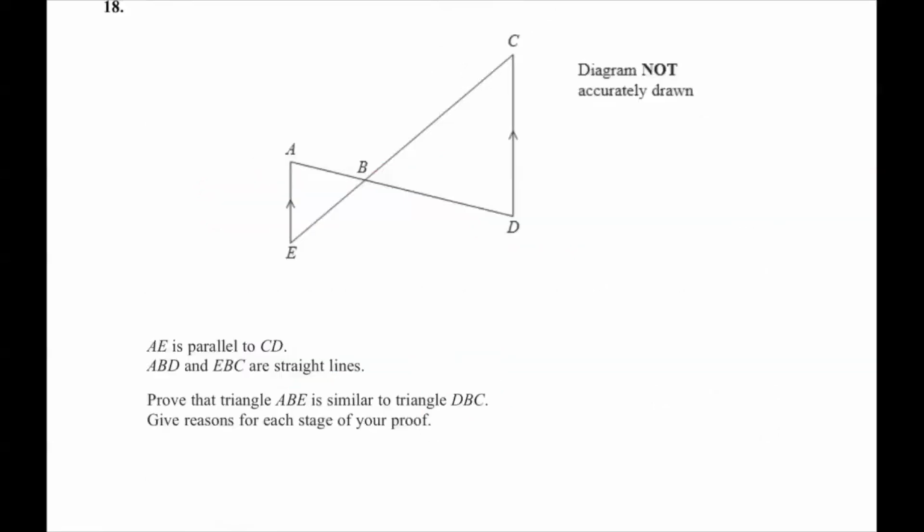Okay, so we need to prove that triangle ABE is similar to triangle DBC. Now, we've obviously got these parallel lines that are going to play a really big part here, okay? So the first thing we can say is that these two angles are equal because they are vertically opposite. We're then going to use our alternate angles to show that these two are also equal.